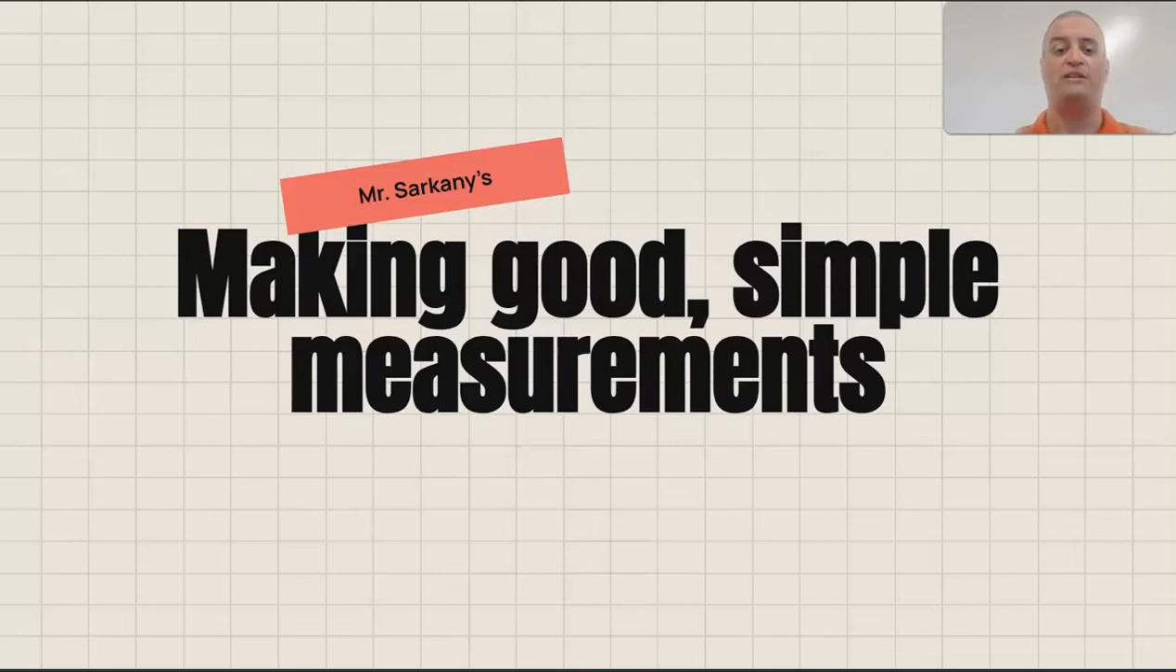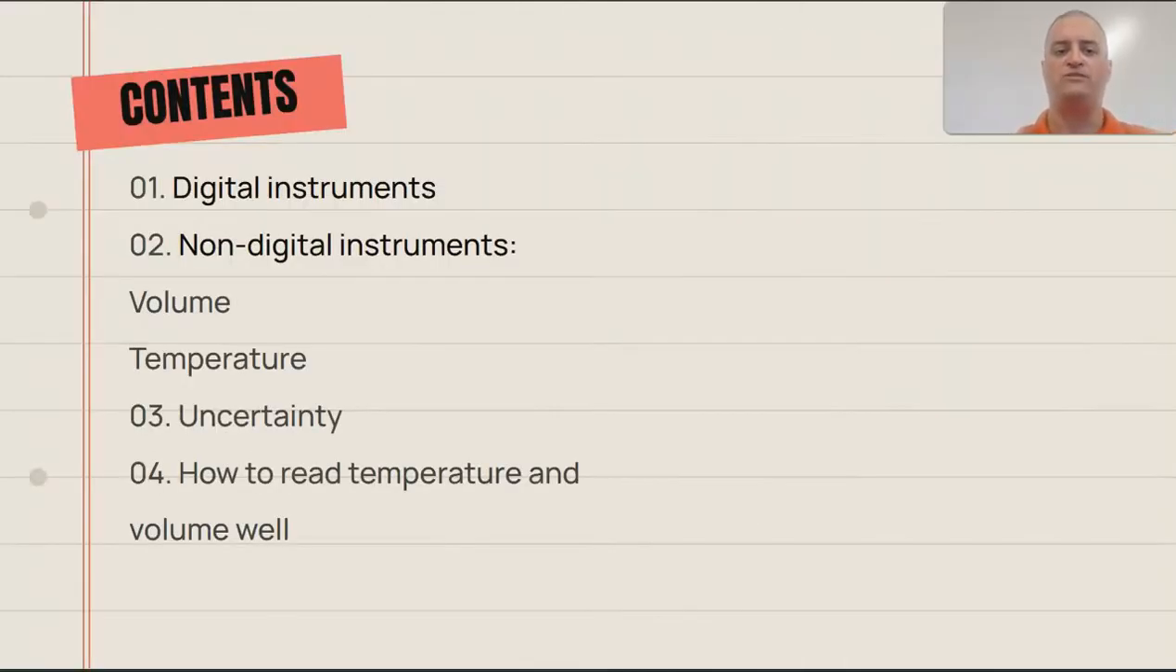We're going to look at making some good simple measurements. So, there's digital instruments, non-digital instruments. We'll be looking at volume and temperature, a thing called uncertainty, and how to read temperature and volume well.